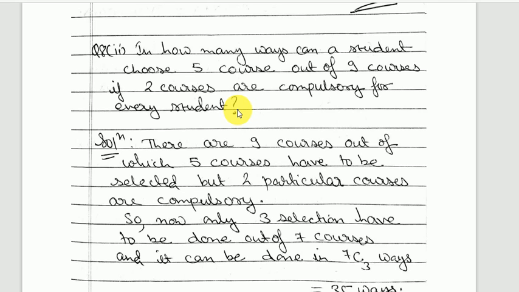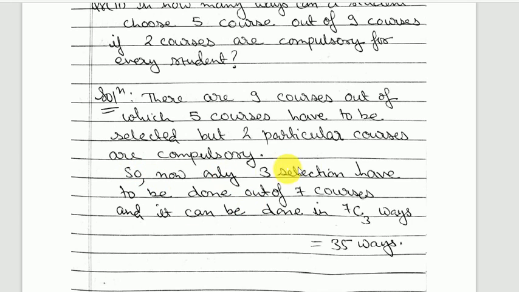Since 2 are compulsory, whatever choices you have to make are out of 7. Since the total choices should be 5 but 2 are compulsory, 3 choices have to be made from 7. There are 9 courses, out of which 5 have to be selected, but 2 particular courses are compulsory. So now only 3 selections have to be done out of 7 courses, and it can be done in 7C3 ways. That means 35 ways.